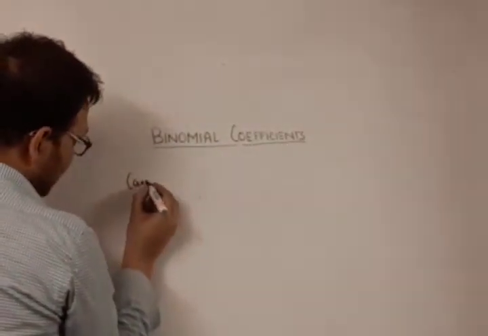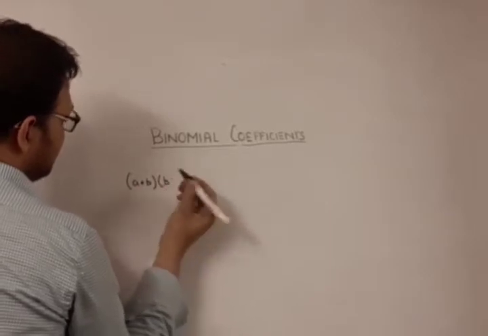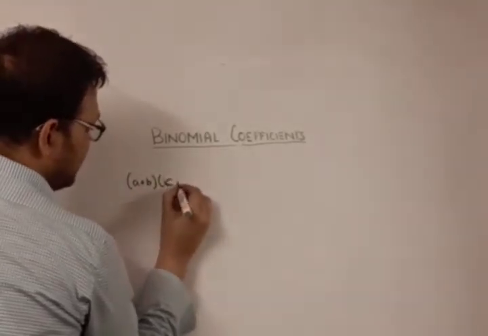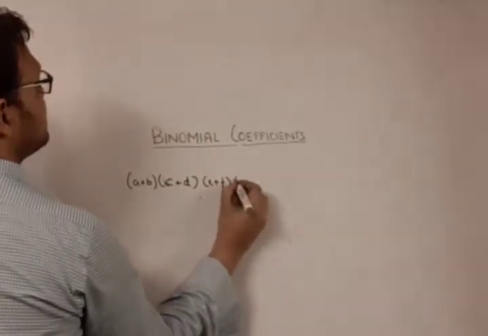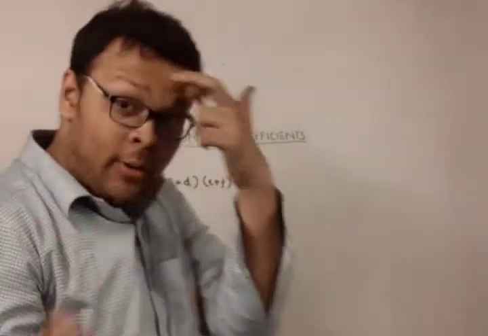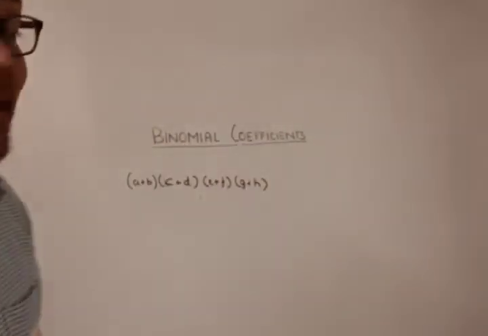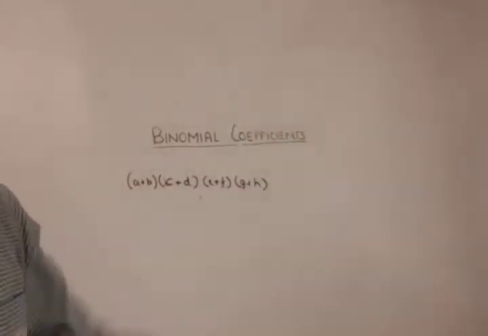So in this fourth example, I will do it as a plus b into c plus d into e plus f into g plus h. So I take four binomials now and I'll show you how we can use this simplified work 1, work 2 method to multiply this.